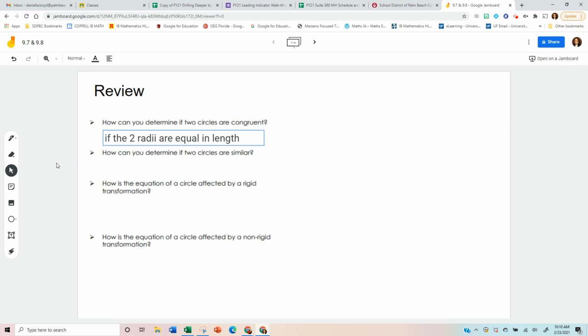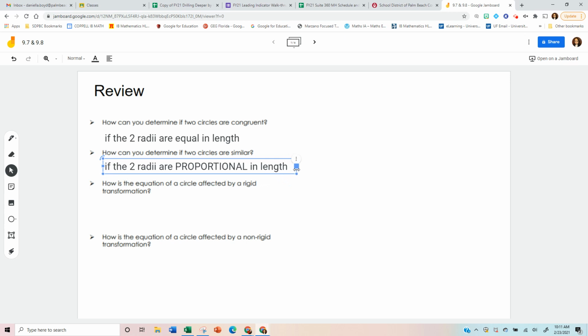How can we determine if two circles are similar? So we just established that the most important part of the circle is the radius. So we want to say something about the radius here. So if two circles are similar, think about similarity. If the two radii are proportional in length. So the key word for similar is proportional.